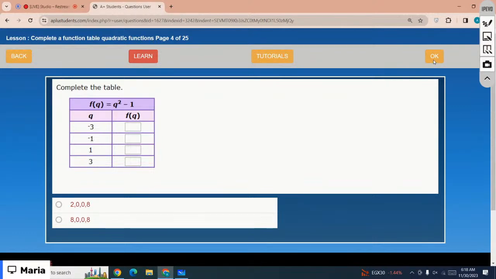Complete the table. F of q equals q square minus 1. You have to evaluate the function on q equals negative 3, negative 1, 1 and 3. So evaluate the function and let me know the answers. The correct option is option number 2. They are 8, 0, 0 and 8.